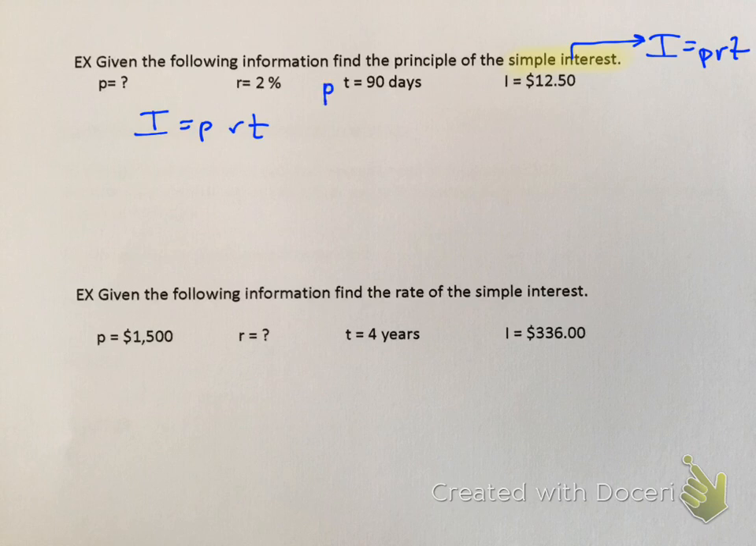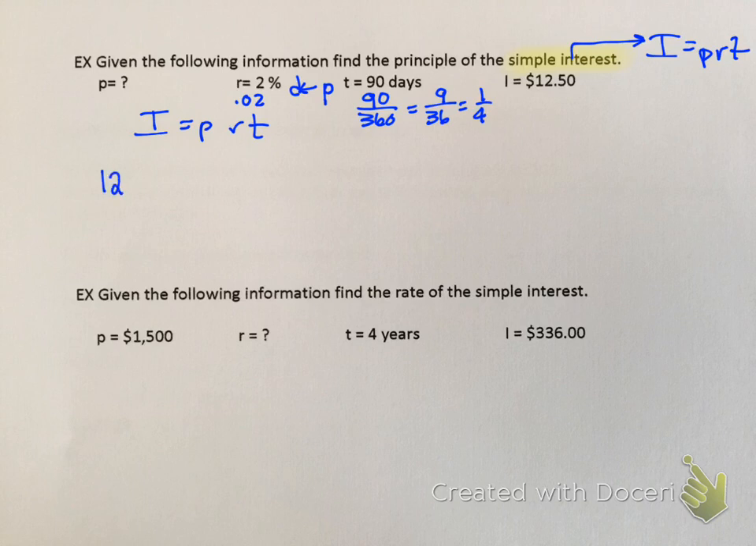So once again, change percent to decimal. I have to go 2 places to the left. So that's 0.02. And I'm in days. So I'm going to rewrite this as 90 over 360. Reducing it down, I get 9 over 36. 9 goes into both of those, so I get 1/4. Okay? So now I'm going to plug and chug.